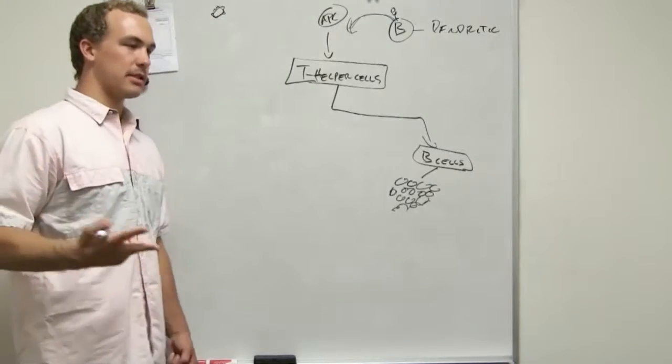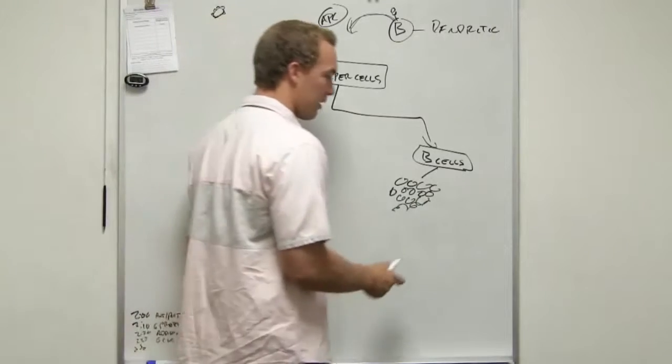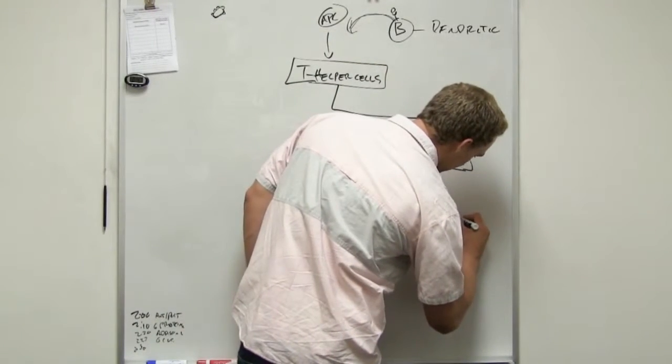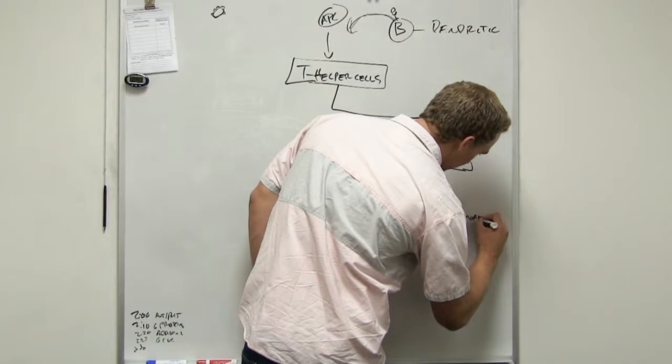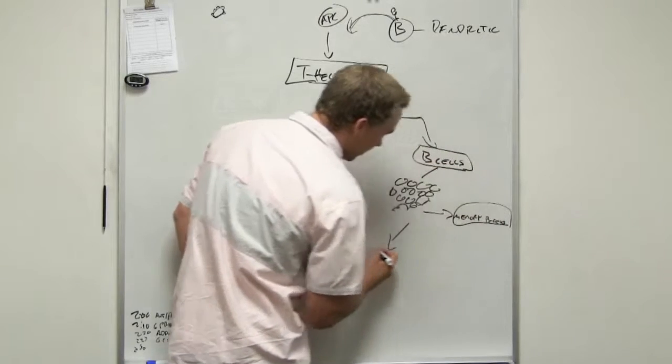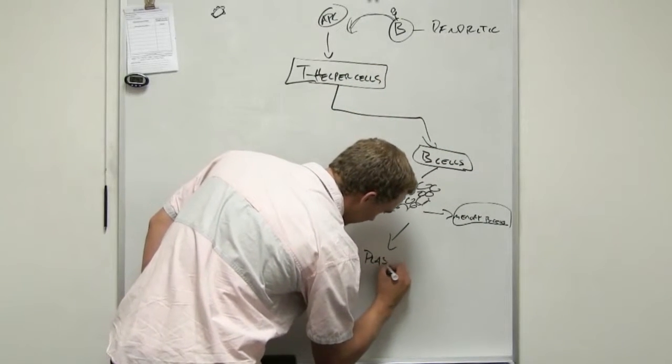These B cells can divide into 2 types of cells. What are they? Memory and antibody producing. I don't remember what it's called. Yep. Memory B cells. We'll talk about them in a second. Or plasma cells.